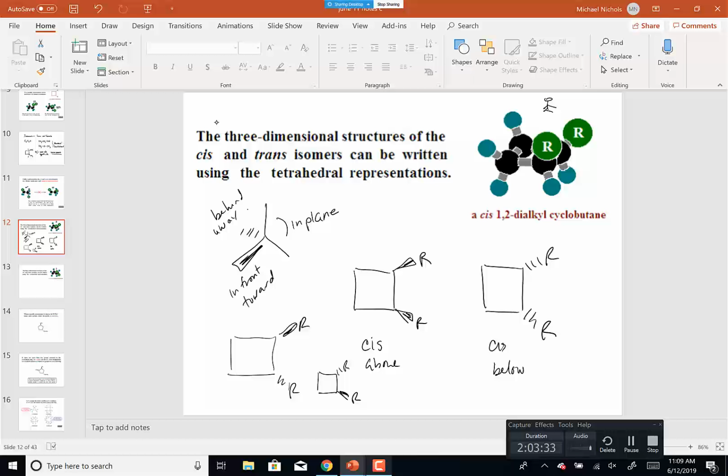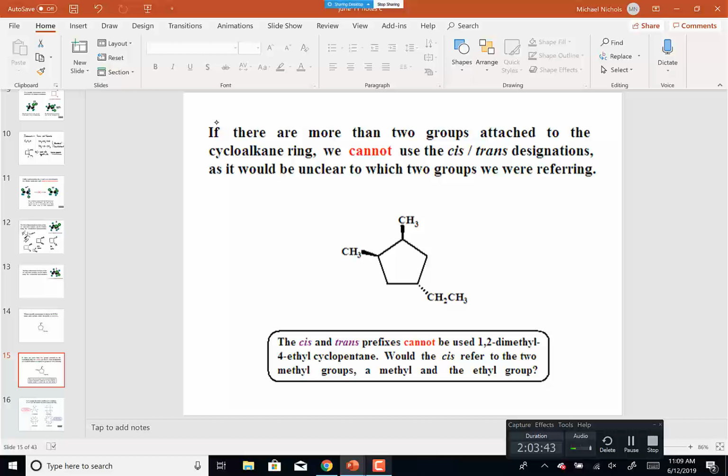So, let me just finish talking about rings here. Cis and trans are used when you only have two things on the ring. If I have just two things and I say they're cis, then you have no problems. They're either both on the top or both on the bottom, but there's only two things. What happens when you go to three things? You can't use cis or trans anymore.